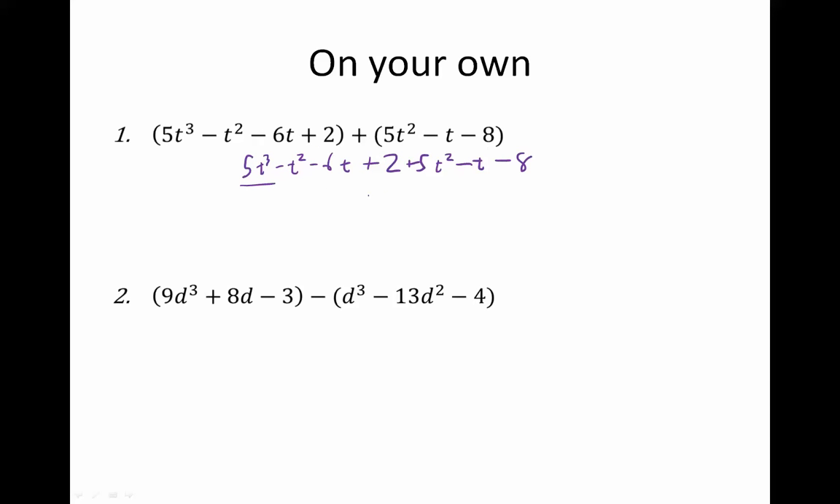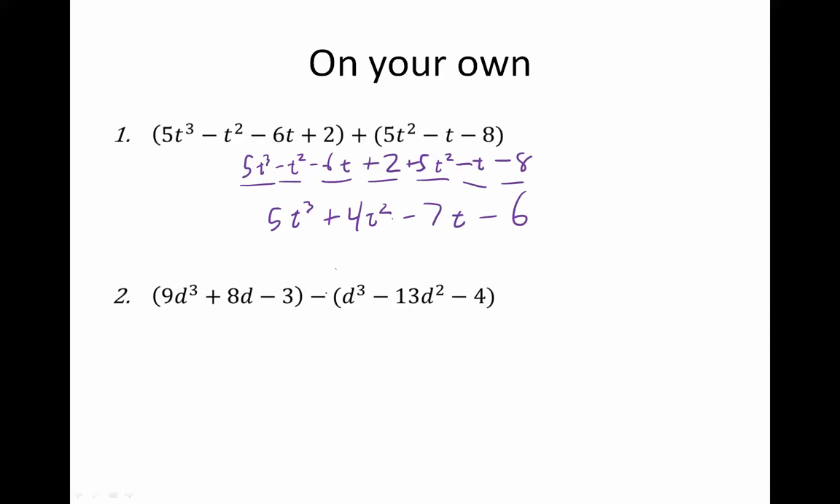Okay, so I got a cubic term, 5t cubed. T squared terms is going to give me plus 4t squared. We've got the t terms, the linear terms, minus 7t, and the constant terms, which is going to give me negative 6. So 5t cubed plus 4t squared minus 7t minus 6. Again, this is written in standard form. It is a cubic. Its degree is 3, to kind of continue this language from 5.2.